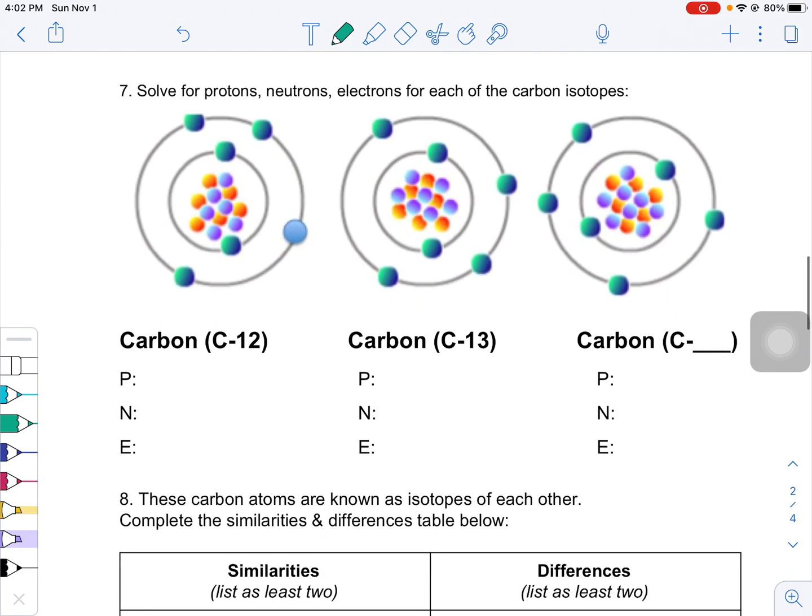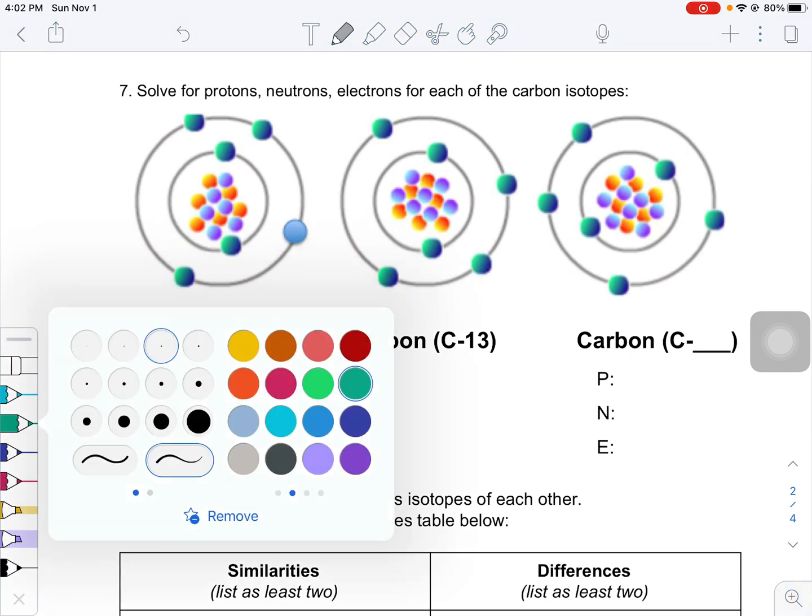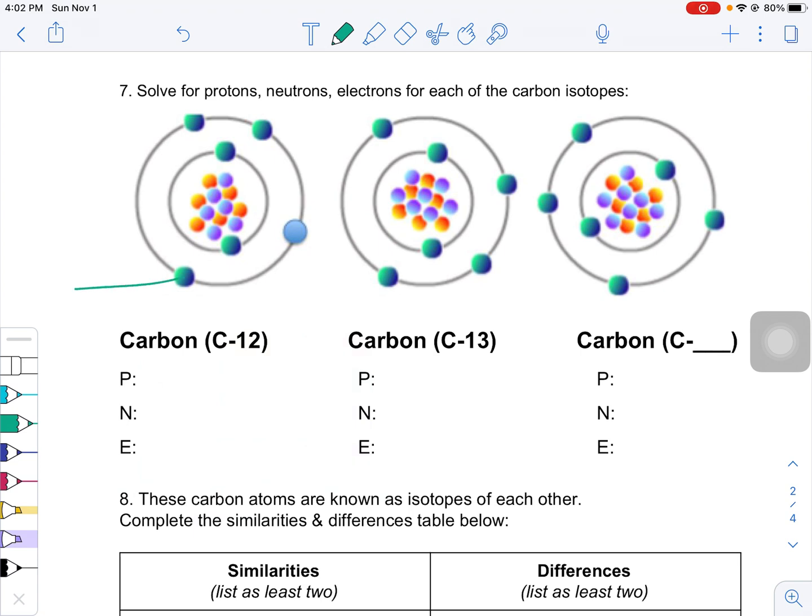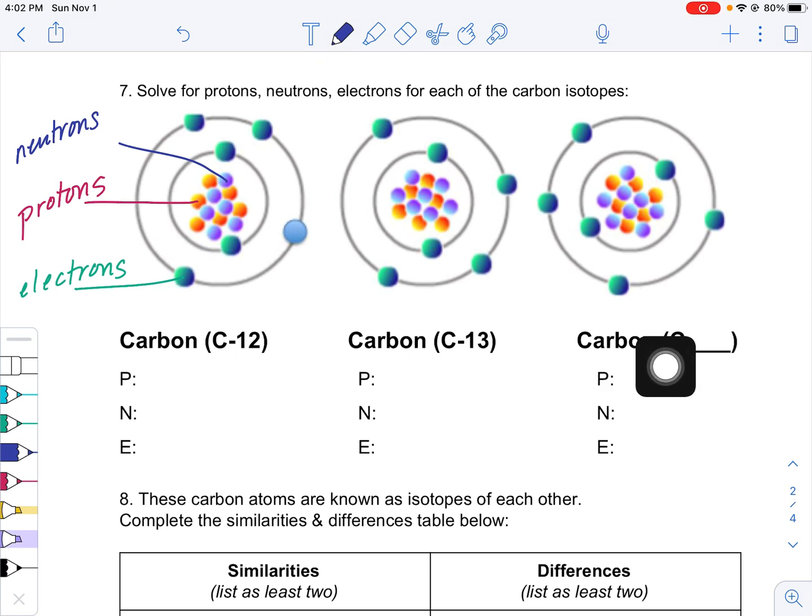So we're working together in this little review here, number 7 and number 8. So we've got 3 diagrams. We want to for sure make note of what we're looking at. These green on the energy levels are of course our electrons. These reddish orange are the protons. And the bluish ones here, neutrons. So we're looking at 3 isotopes of carbon, meaning they are all the same element, carbon.